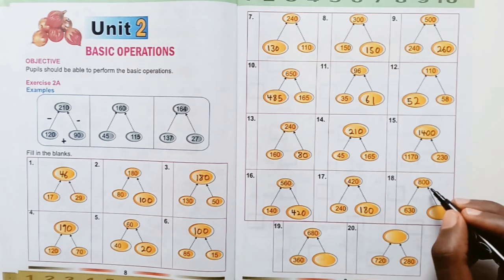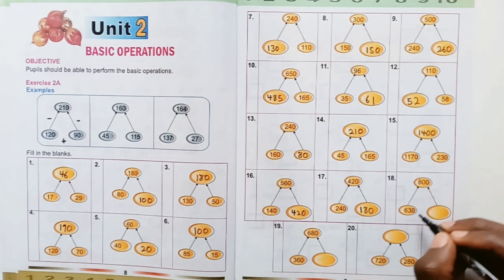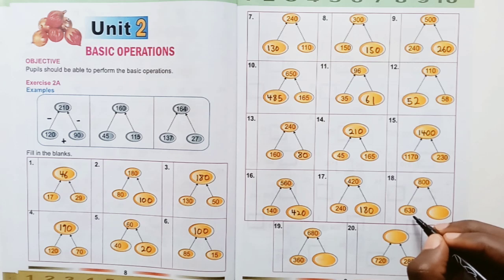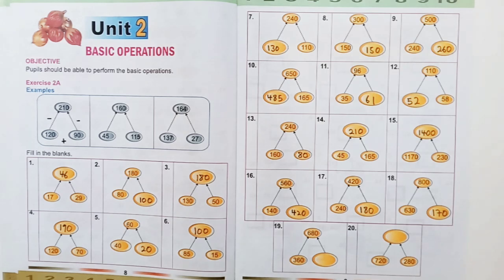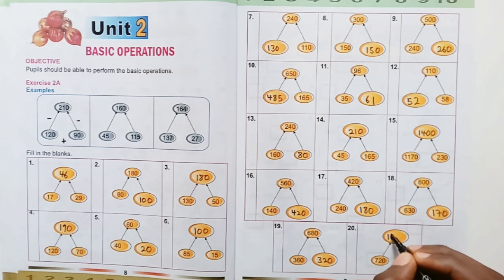Then here we have 800 minus 630 will give 170. And then we have 680 minus 360 will give 320. And then we have 720 plus 280. Finally, will give us 1,000.